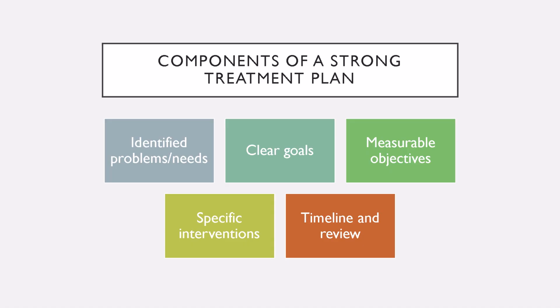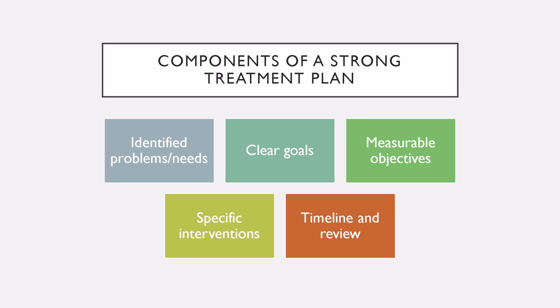And then the next component is clear goals. Goals should describe the overall outcome that you're working toward. Is the client trying to achieve sobriety or improve their emotional regulation? Or are they trying to stabilize their mental health? The goals alone are not enough, though, because they need to be supported by measurable objectives. Objectives are going to break the goal down into smaller, more observable steps that can be tracked over time.